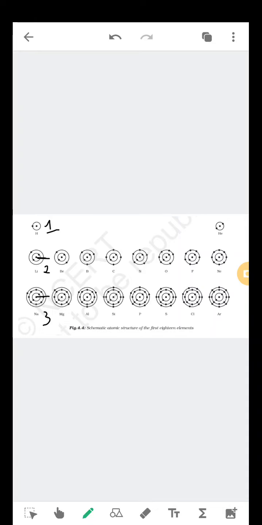Okay, so this is a very short distance. The second addition of a shell will increase the distance. So distance increases on the basis of the addition of shells. So the more the number of shells, the more the atomic size. Okay, and generally the atomic size increases down the group.